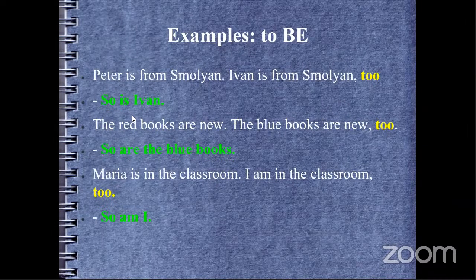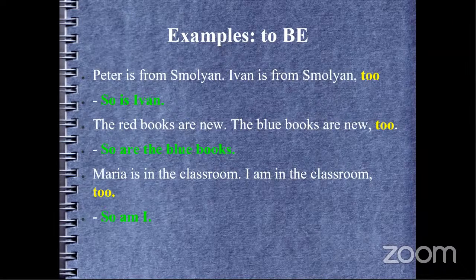Look at this. We have some examples with the verb to be. Remember, this is agreement. Some ways for agreement. Sentence number 1. Peter is from Slovenia. Ivan is from Slovenia too. Or if you would say, Peter is from Ecuador and Ivan is from Ecuador. So these two people are from Ecuador and you are from Ecuador too. So you can use agreement in this case. So Peter is from, so is Ivan.